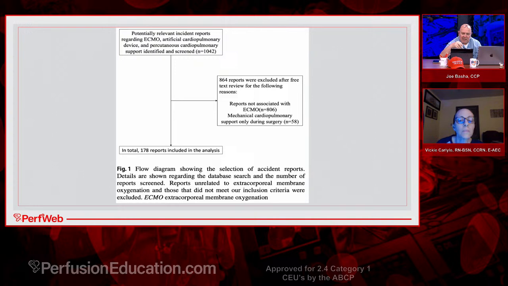So it's a really, really interesting article. So they reviewed 1,042 reports. Now, somehow, this was about ECMO. Only 178 of that 1,000 ended up in this analysis, because 806 of the reports weren't associated with ECMO. So I don't know how 864 reports were excluded after free text review for the following reasons. And in 58 of them, it was cardiopulmonary bypass in the operating room and not ECMO. So mechanical cardiopulmonary support only during surgery.